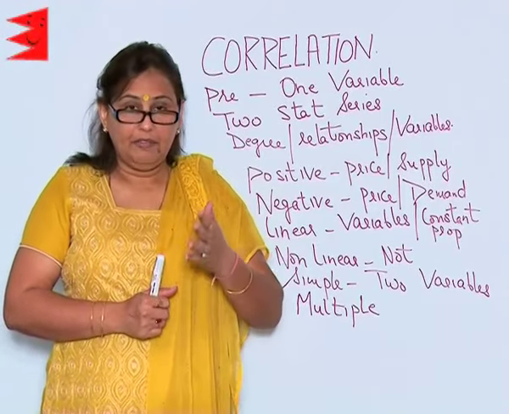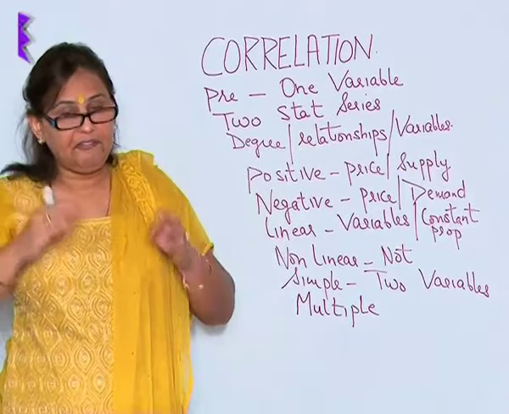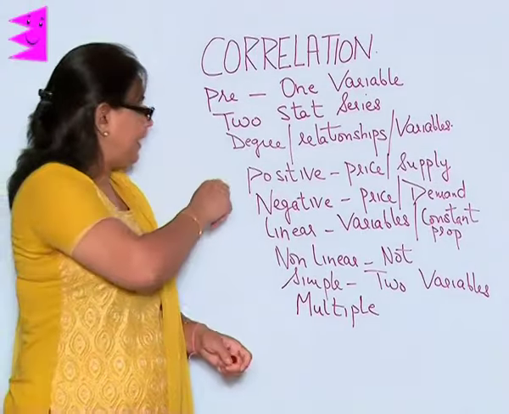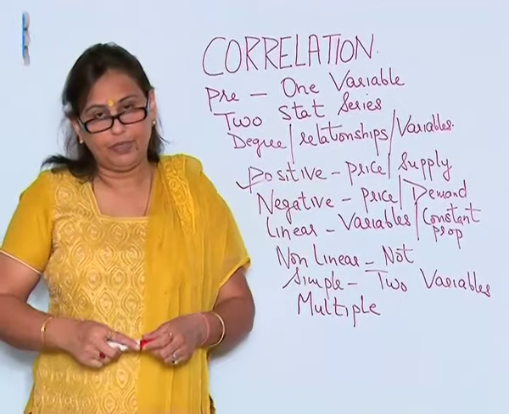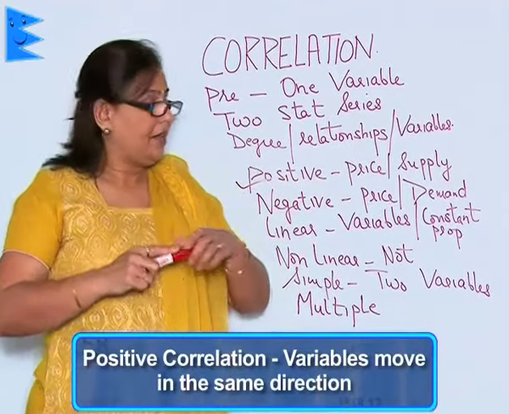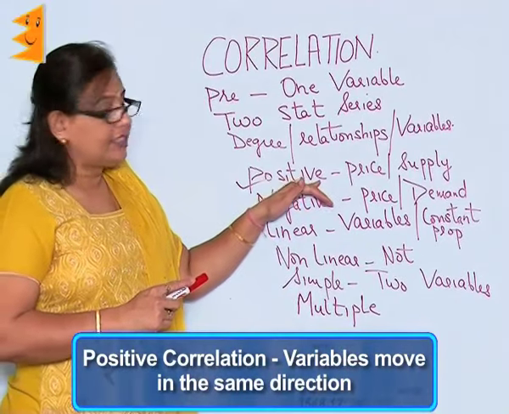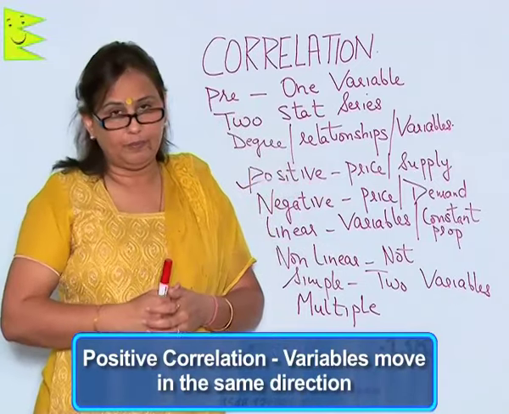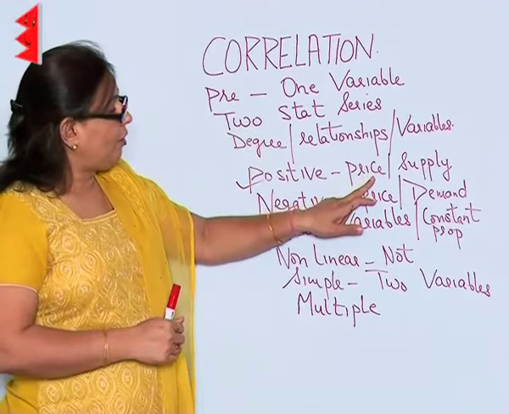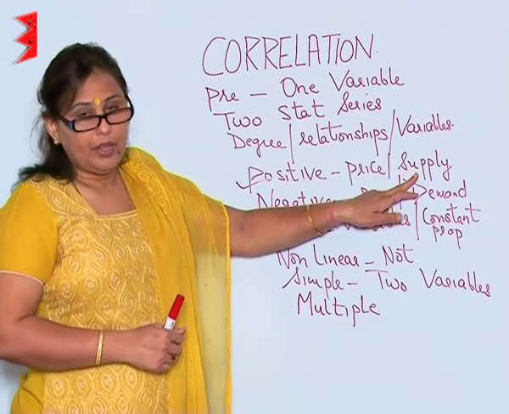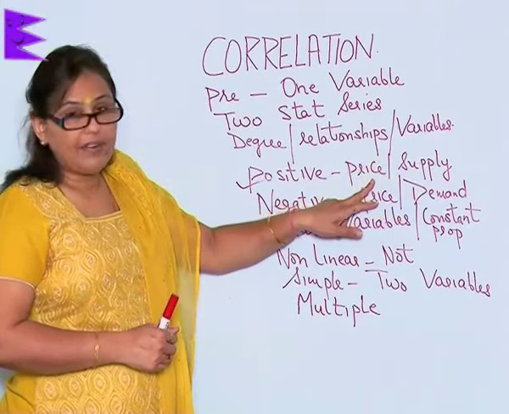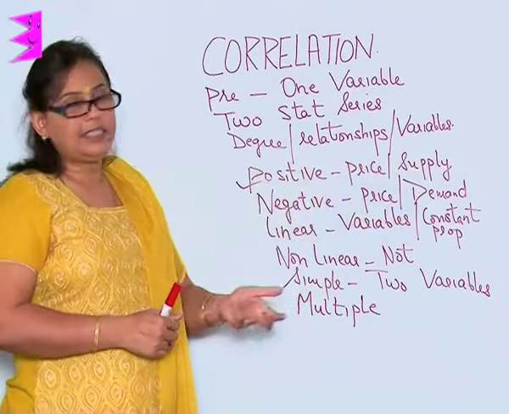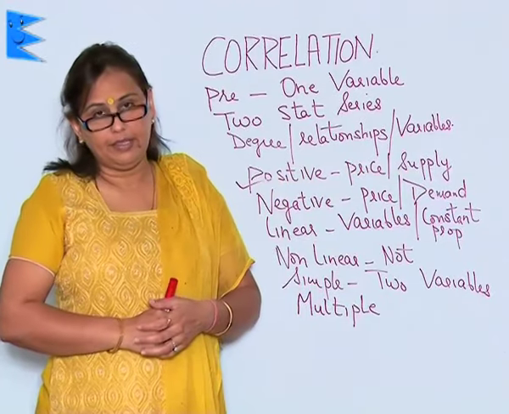But before that, we must know what the different kinds of correlation are. The first of its kind is the positive correlation. Positive correlation is when the variables move in the same direction. For example, the study of price and supply. When the price rises, the supply also rises. When the price decreases, the supply also decreases.